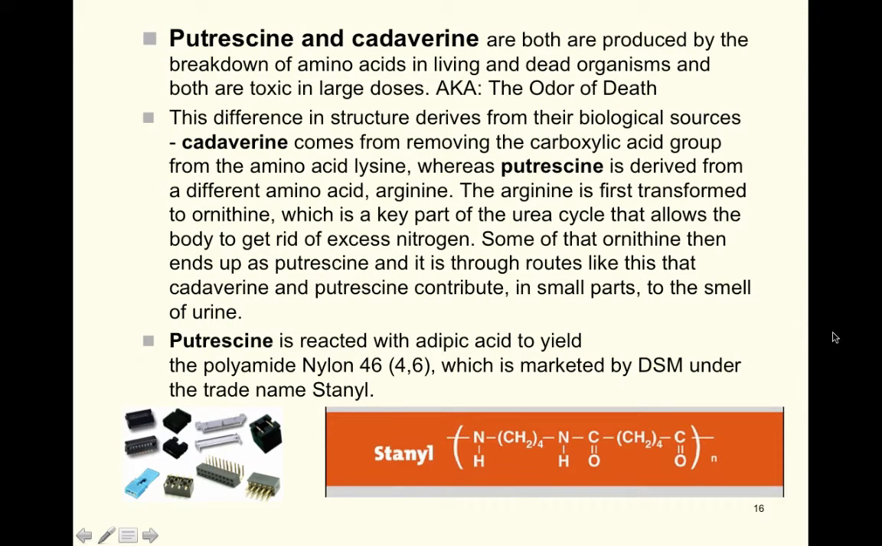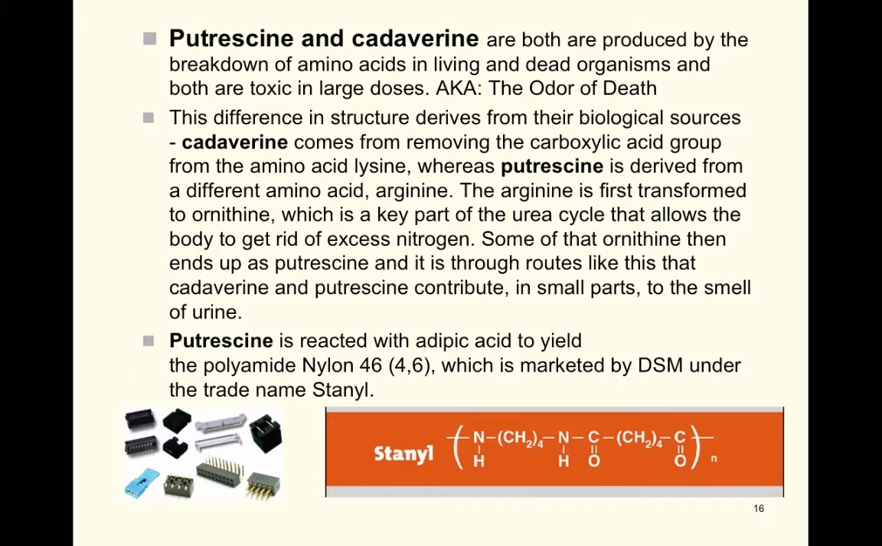As promised, a little more information on putrescine and cadaverine. They are both produced by the breakdown of amino acids in living and dead organisms and are both toxic in large doses. It's also known as the odor of death. So when we have rotting material, that's what's given off. That's the smell that's given off. The breakdown gives us both the compounds putrescine and cadaverine.